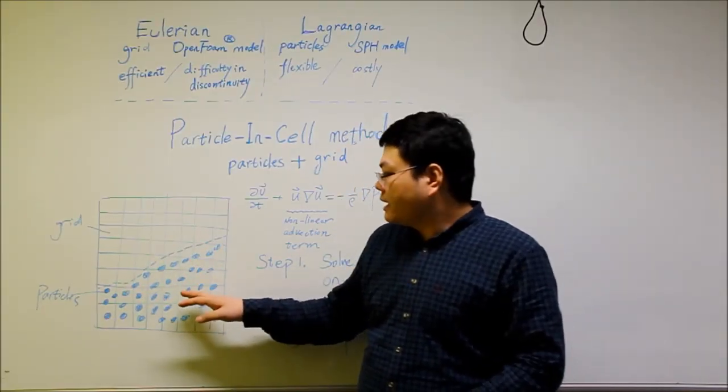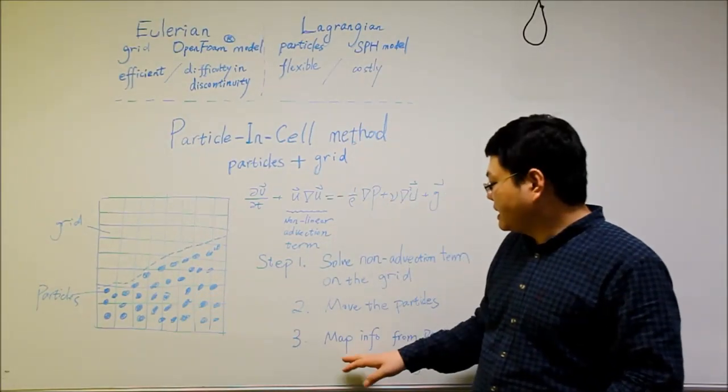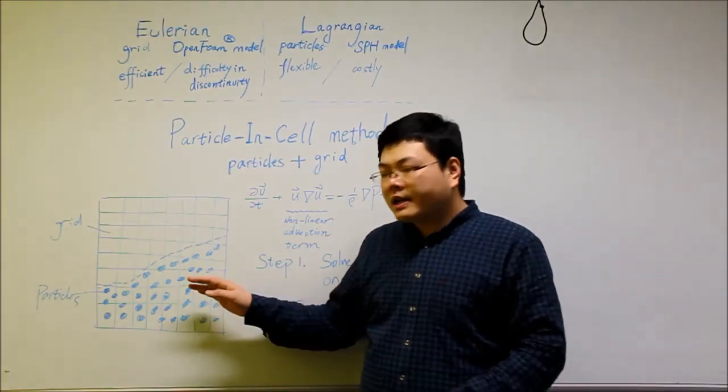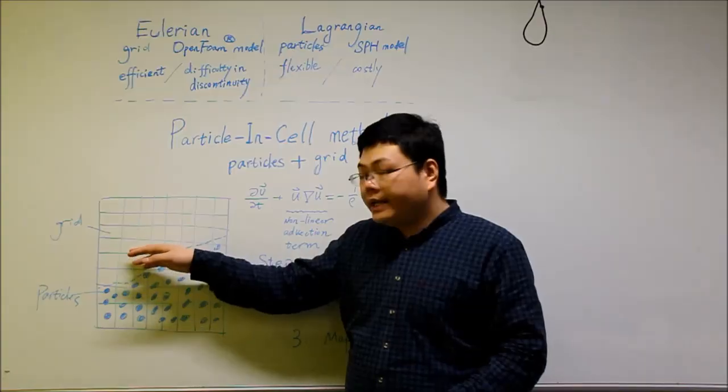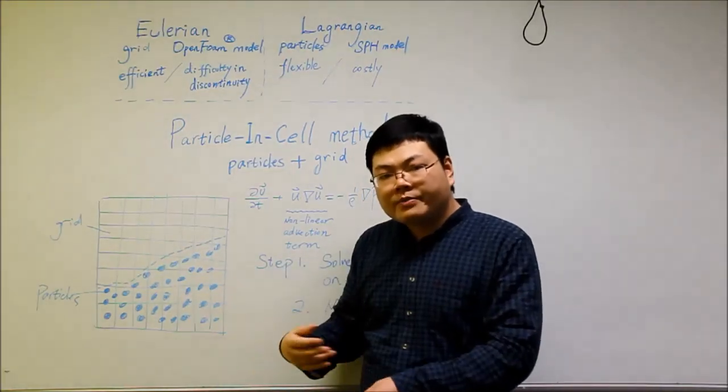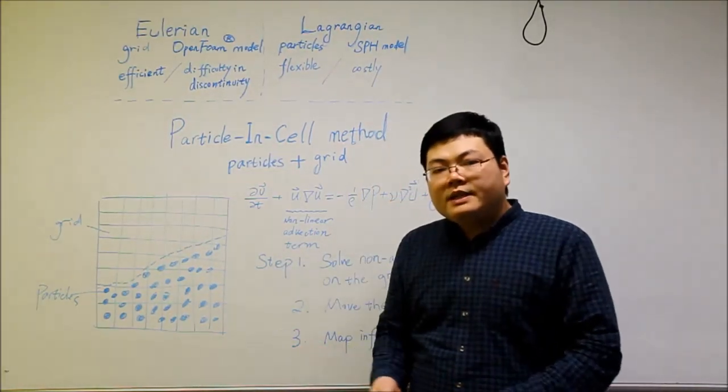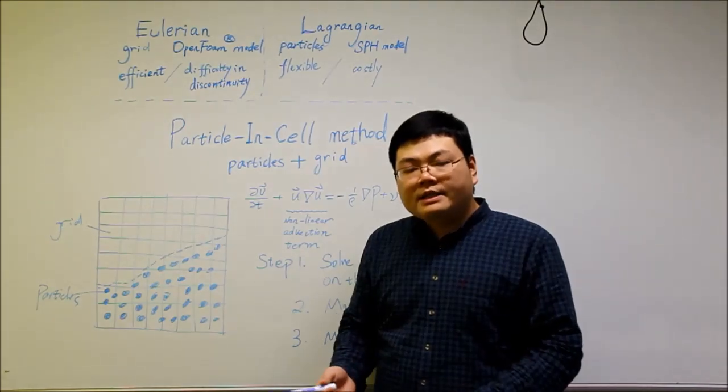Once the particles are advected, in the third step, the information carried by the particles is mapped again onto the grid for the next cycle of computation. These are the basics of the particle in cell method.